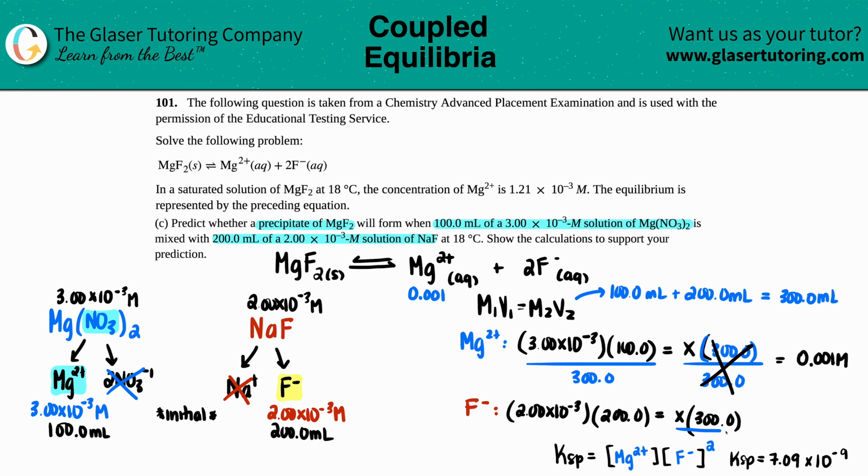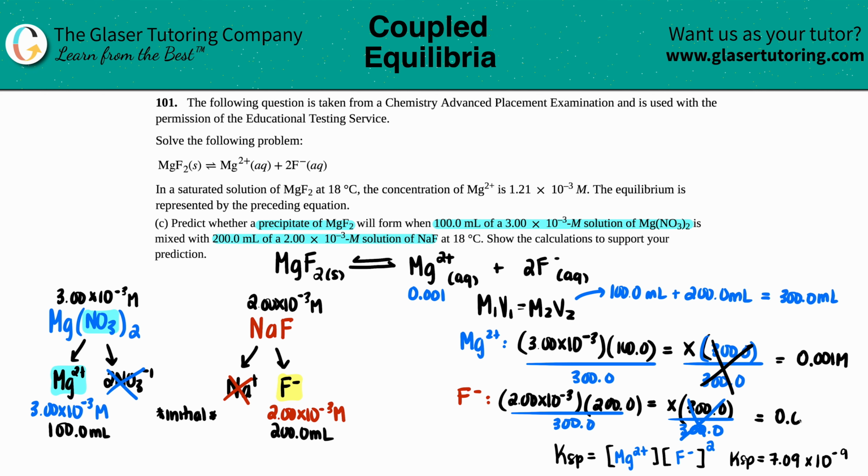And maybe I can pull this up a little bit. This cancels. And now we are left with that new molarity. 2 times 10 to the negative third times 200 divided by 300. I get 0.00133. That's fine with me. And that's going to be the number for the F minus.